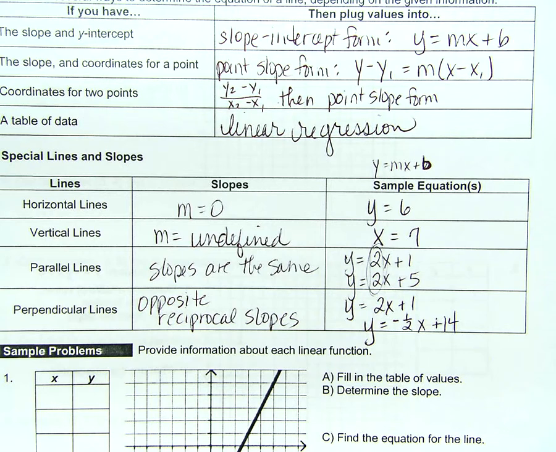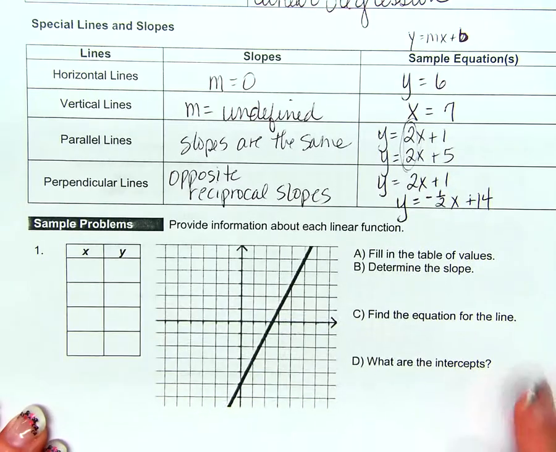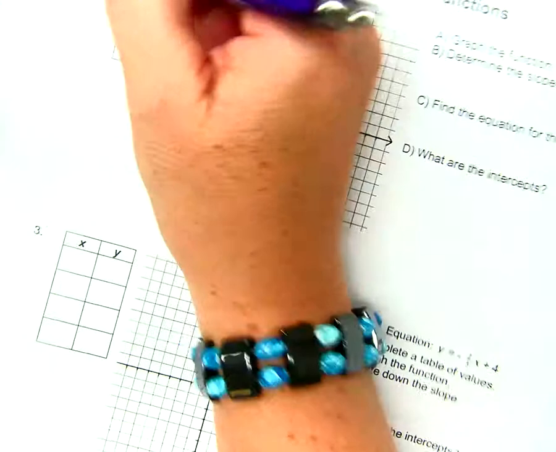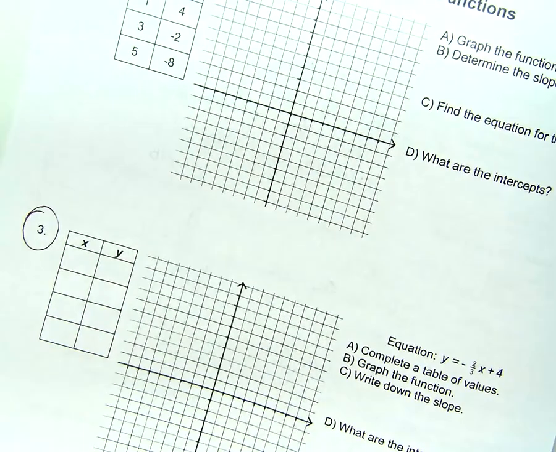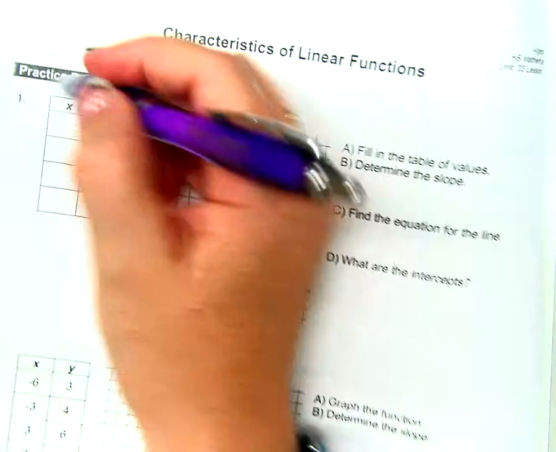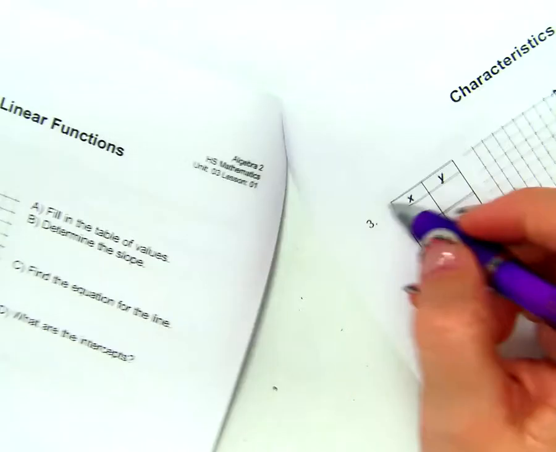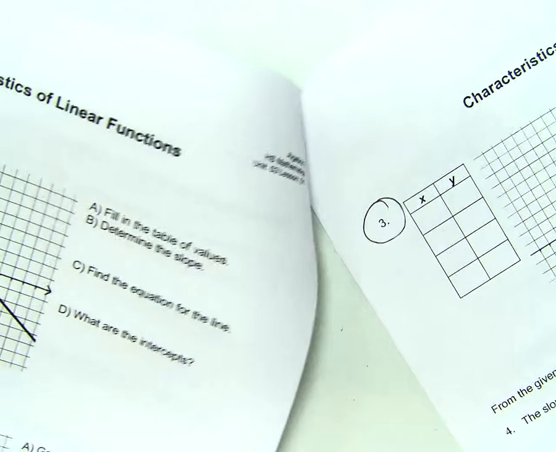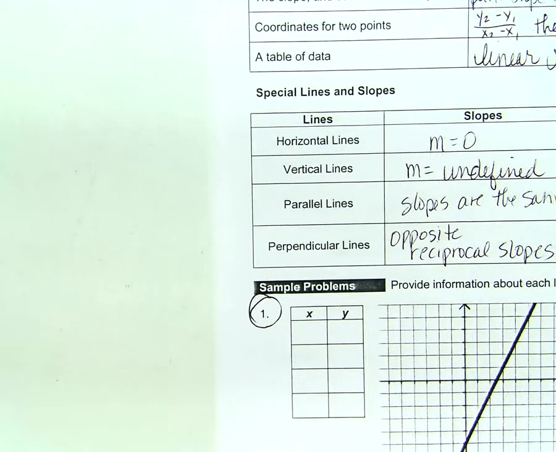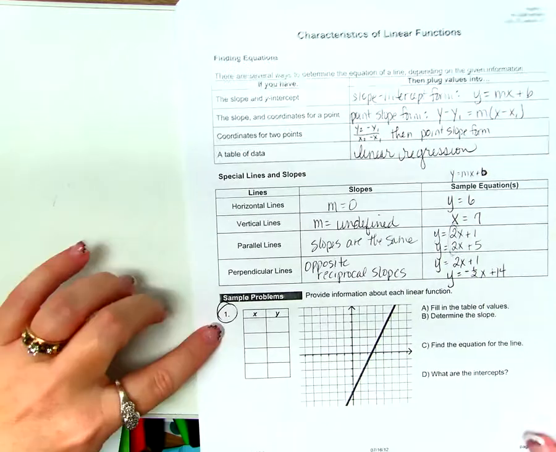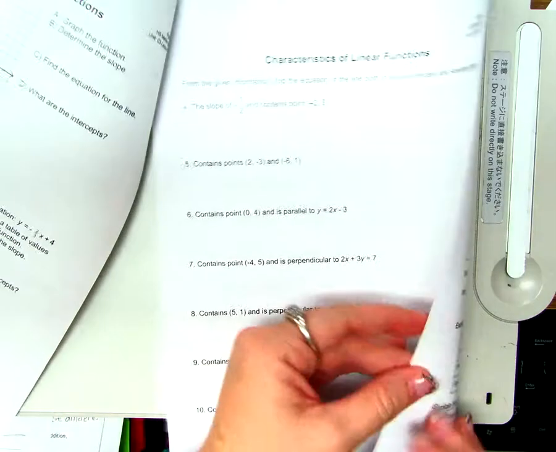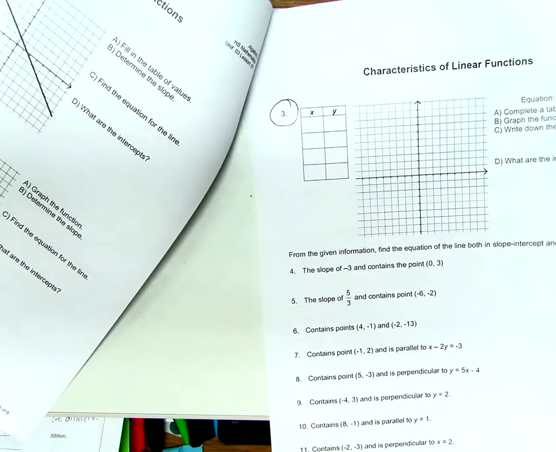Okay? So these are the problems you're responsible for tonight. You ready? 1, 2, 3. Turn the page. 1, 2, 3. 1. This one. Let me zoom out just a little bit so you can see it a little bit better. 1 here. 2, 3. And then 1, 2, 3.